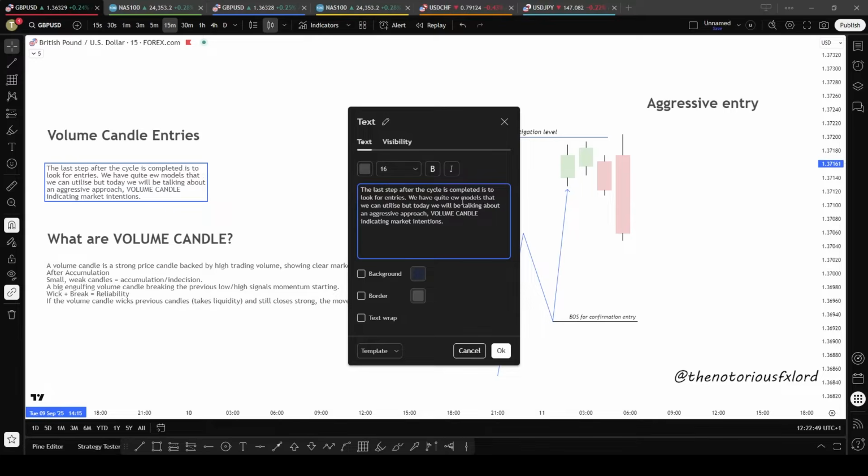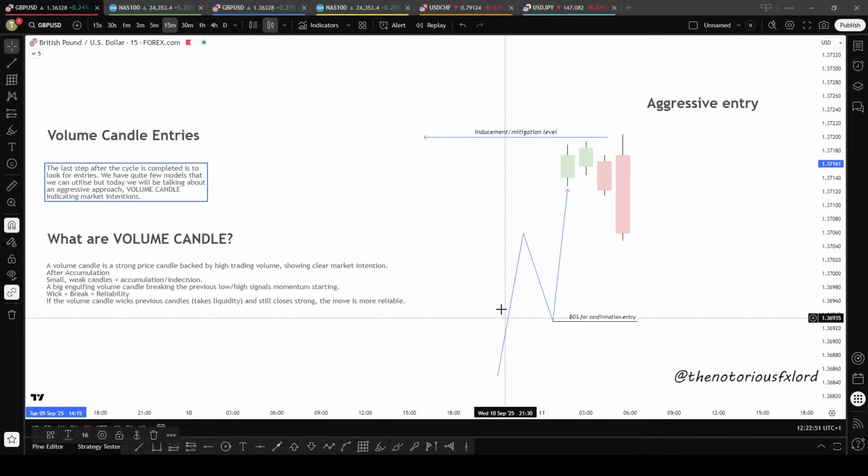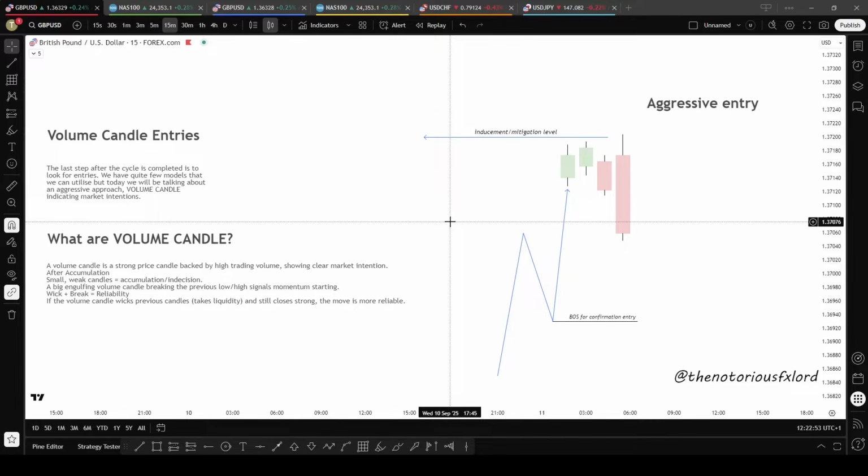This particular entry model is one of the very aggressive entry models that I use, and I only use this when I'm up a particular percentage for the day, right? And again, you need to have a good understanding of the candles in order to use this entry model. Now, what are volume candles? A volume candle is a strong engulfing candle that prints because of high trading volume, showing clear market intentions, right?